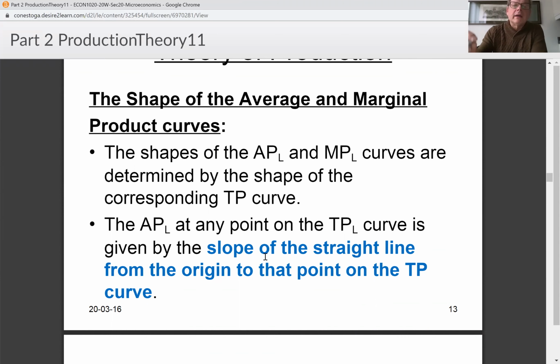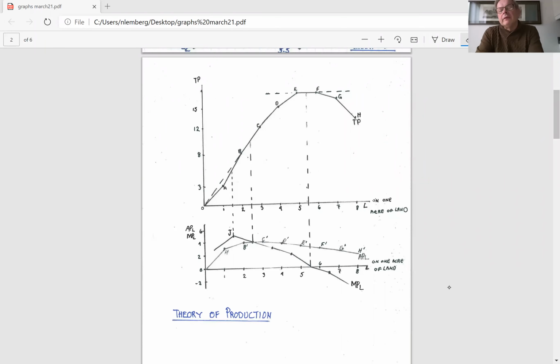I'm going to switch back to the graphs for a moment. I'm going to ask you to do something. Please have a piece of paper and pencil ready. So back to these graphs. What I'd like you to do is draw a chord from the origin on the total product curve. Draw a chord from the origin to point A, so from 0, 0 to point A, and calculate the slope.